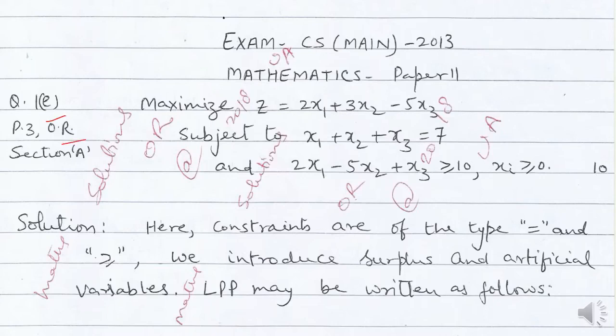Here I am doing question number 1E of operations research. This question is from section A and this is from CS main 2013 paper 2 mathematics. It is: maximize z is equal to 2x1 plus 3x2 minus 5x3 and the constraints are subject to x1 plus x2 plus x3 is equal to 7 and 2x1 minus 5x2 plus x3 is greater than or equal to 10, xi greater than or equal to 0, and this question is of 10 marks.